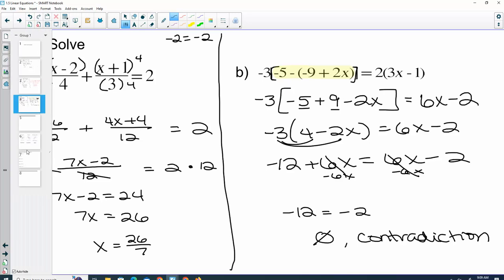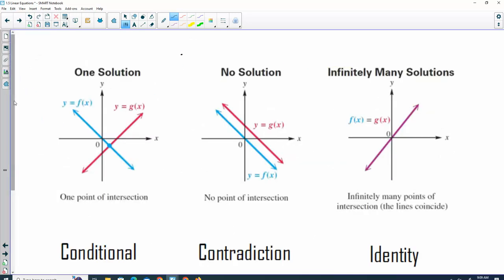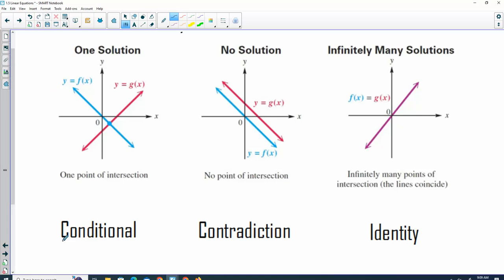So if I ask you to classify your equations, these are the terms we use. If you just have one solution, that's called a conditional. What that means with linear equations, if you graph them, the lines meet in one point. If there is no solution, that's a contradiction. What that means in terms of the graph is those lines were parallel. They never cross. And if there's infinite solutions, we call that an identity, and that means they were the same line, if you were thinking about a graph.